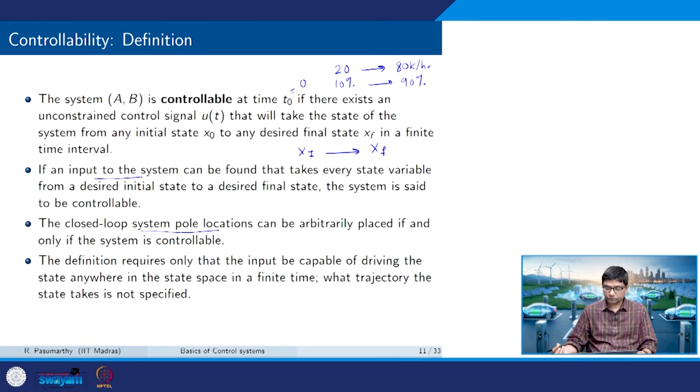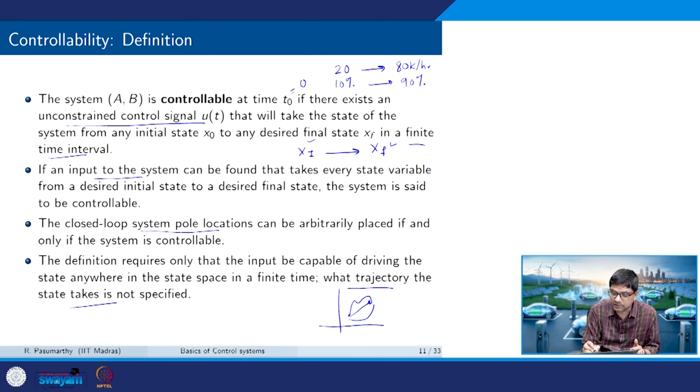Again, the definition only requires that the input should be able to take my system from the initial state to the final state. How it goes doesn't really matter. Of course, that's a matter for some other course. But here, if I'm going from point A to point B, I'm okay going like this, it doesn't really matter, or I can take a straight line, or do it this way and so on. The trajectory is not specified, and it's not important at the moment for our qualitative analysis. So my question is, can I go from the initial state to the final state in a finite time interval with some unconstrained control signal?